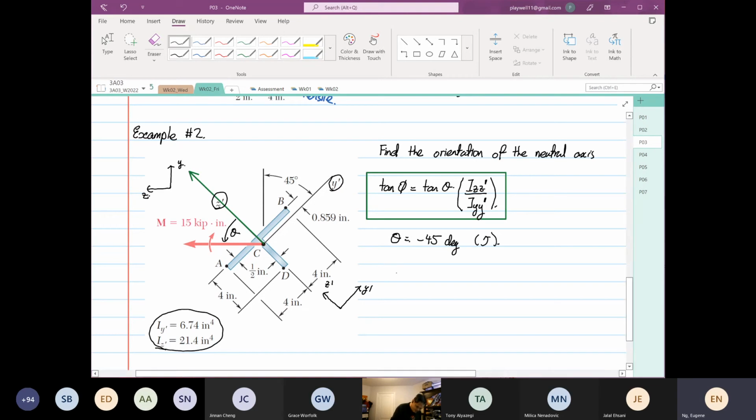So you have tangent phi is equal to tangent of minus 45 multiplied by Izz prime, which is 21.4, divided by 6.74. So phi is equal to the inverse tangent of 21.4 divided by 6.74 multiplied by tangent of minus 45, and I get minus 72.5 degrees.